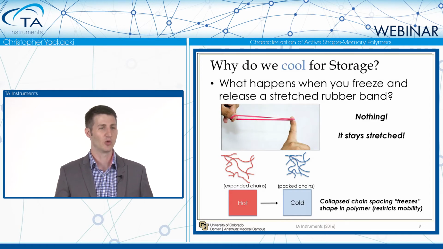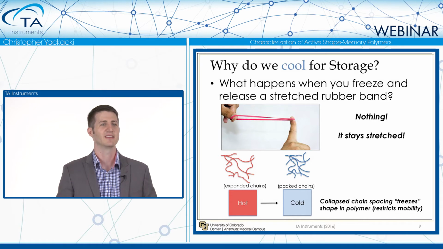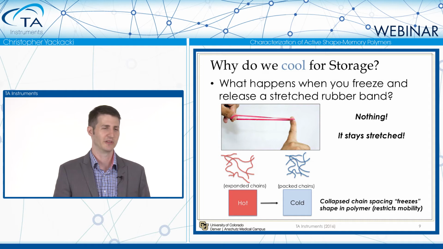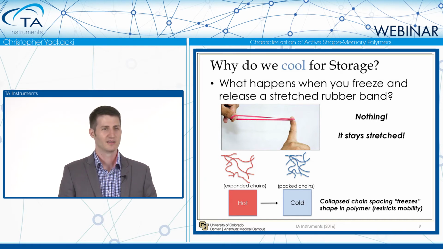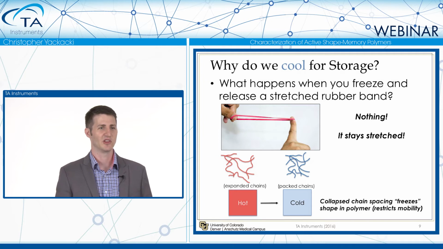And why might you want to cool for storage? Well, the classic example might be: what happens if we take a rubber band, we stretch that rubber band, and then we freeze it, right? So we get it really cold, definitely below subambient temperatures. Well, nothing should happen. It should stay in that stretched and elongated state.